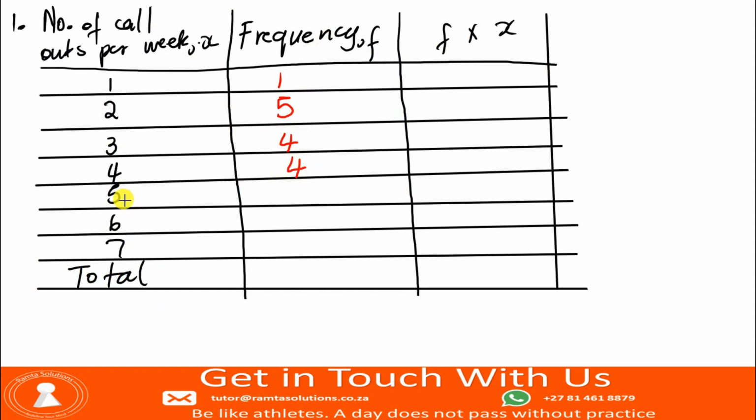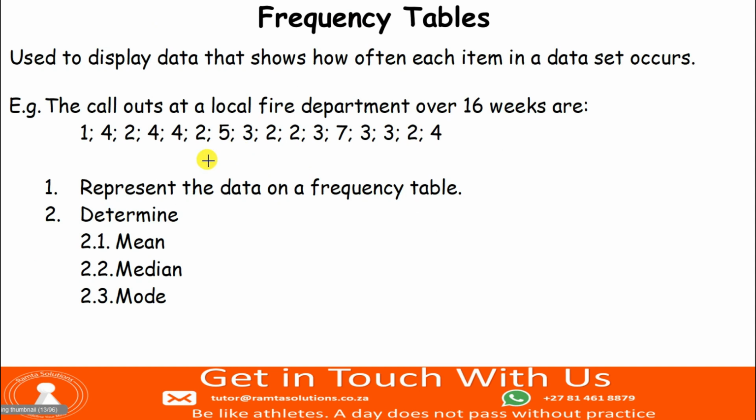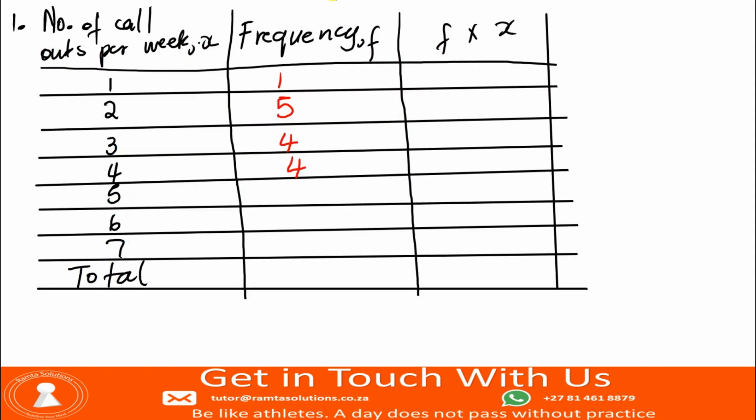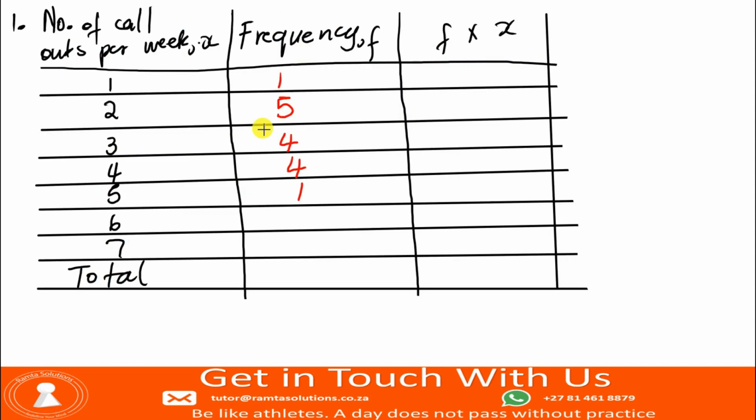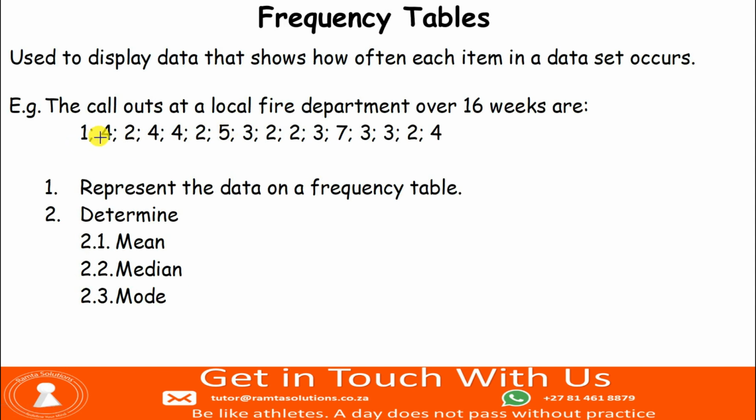Now moving to the 5 callouts per week. I see there was only 1 five-callout week in the 16 weeks period. So it was 1. There were no 6 callouts per week, so in place of 6, we'll put 0. 7 callouts per week only occurred once.